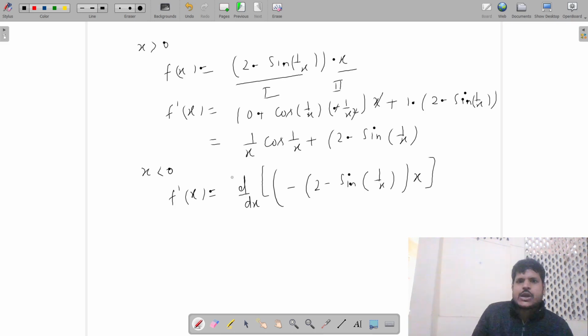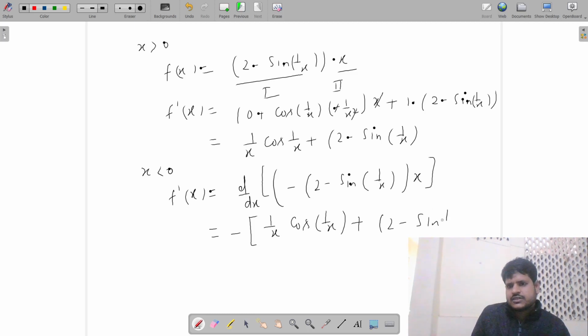Again, how do we have to differentiate this? Nothing to do, let's take the minus sign of this one. So in this case, this first term is positive, this will be negative, this will be negative. Otherwise I am going to tell you how you have to do: just take the minus sign common and then differentiate. Same thing to differentiate. We have 1/x cos(1/x) plus within bracket 2 minus sin(1/x). This is what we have here.